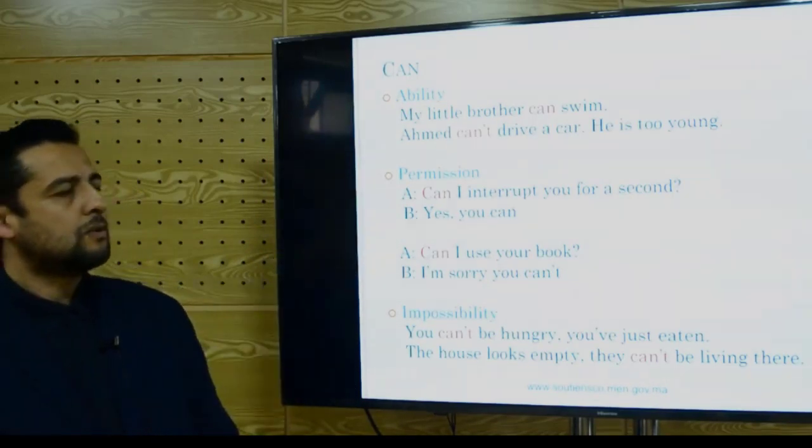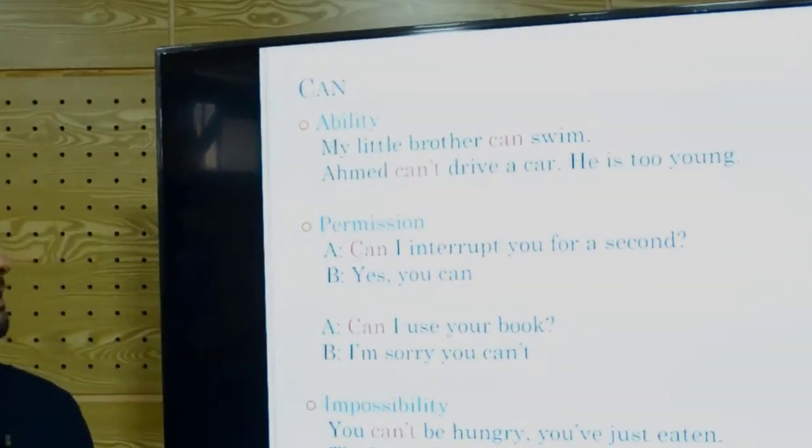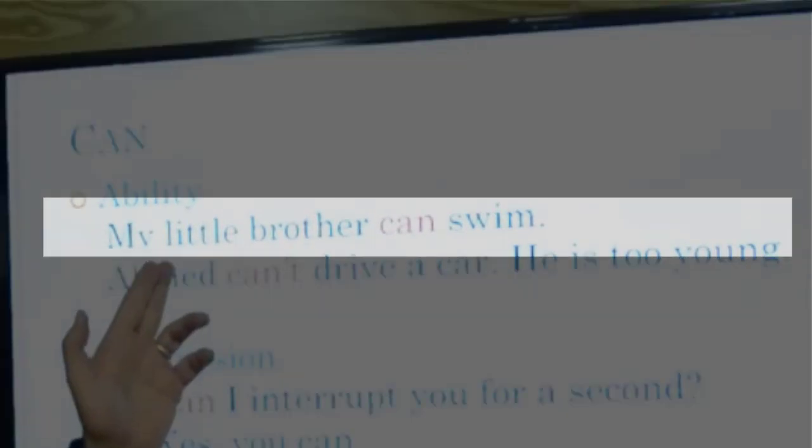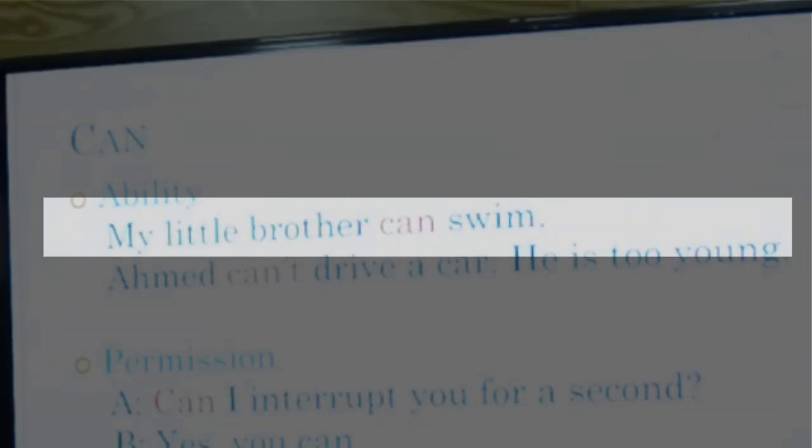Right, now let's talk about can. Can is used for ability. For example, let's consider the first example. My little brother can swim.